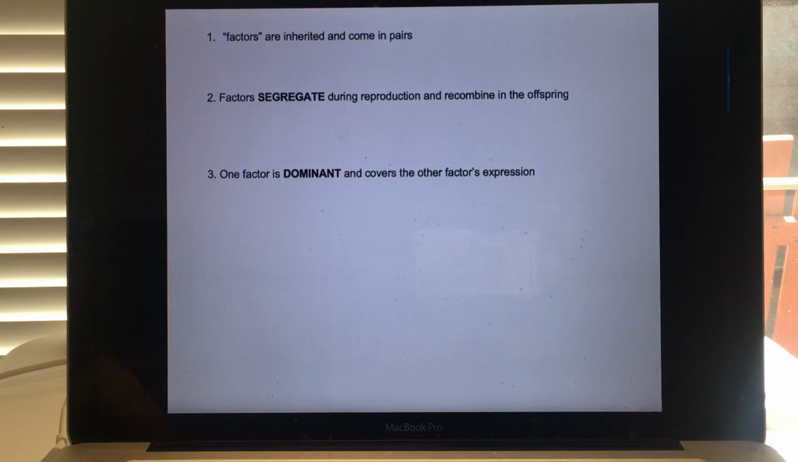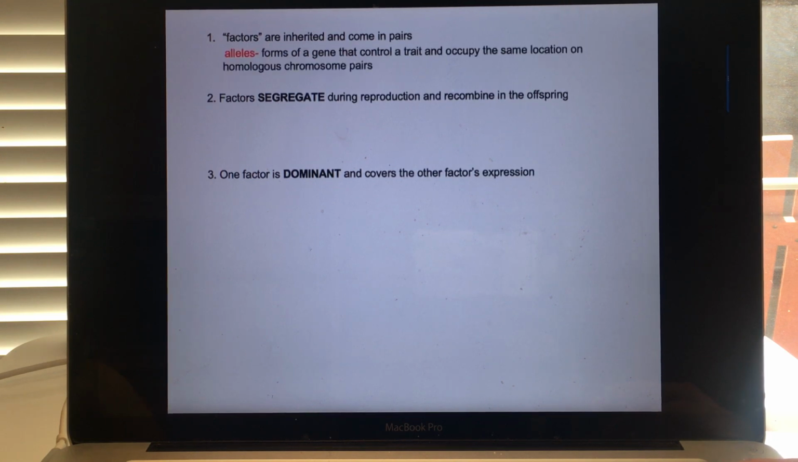So anyway, Mendel's three laws. The first one is the law of segregation, and he called what we would call alleles or genes factors because they didn't know what DNA was back then. So alleles form a gene that control a trait and occupy the same location on homologous chromosome pairs. But remember, he didn't know what homologous chromosome pairs were or even what DNA was.